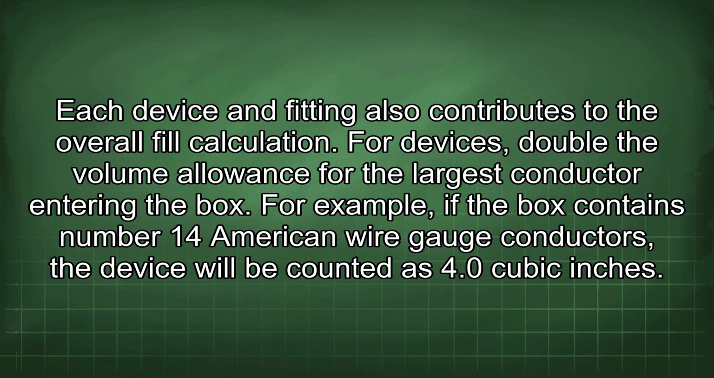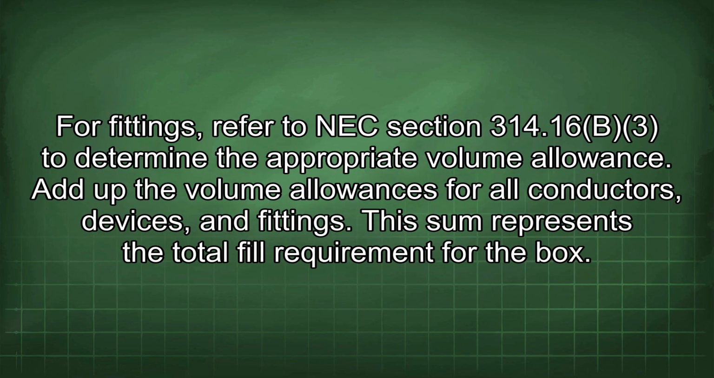For devices, double the volume allowance for the largest conductor entering the box. For example, if the box contains number 14 American wire gauge conductors, the device will be counted as 4.0 cubic inches. For fittings, refer to NEC section 314.16(B)(3) to determine the appropriate volume allowance.